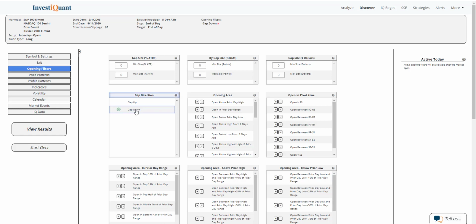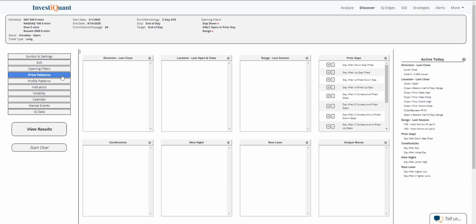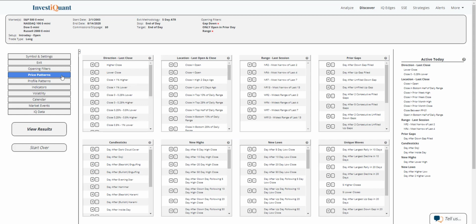So I'm just going to put gapping down within the prior day range because we are still down a little bit. And then I'm going to go into price patterns, and I am going to say that yesterday was a doji. So we've got candlesticks that are already pre-made for you to test here in the price pattern section. We've got a doji right there. You can also build your own candlesticks in this location, last open and close.